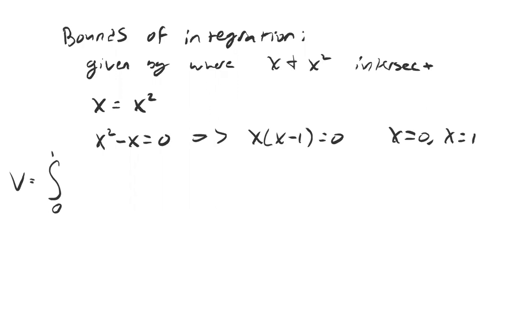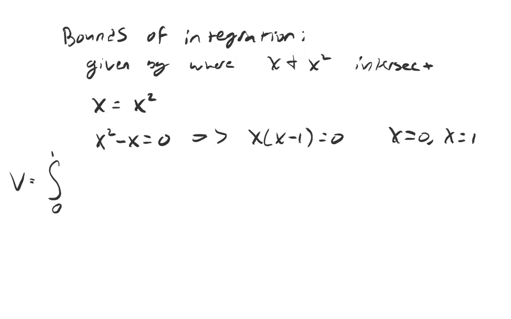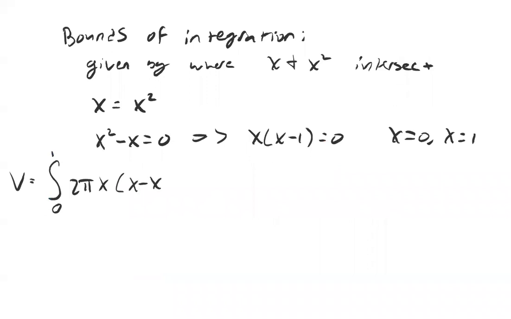Let's look back. It's going to be circumference times height. My circumference is 2 pi x. The height, looking back, I've written down as x minus x squared. And the thickness of my shells is dx, one way of thinking about it. Now we just do this integral. Factor out the 2 pi again, from 0 to 1, and then distribute: x squared minus x cubed dx.